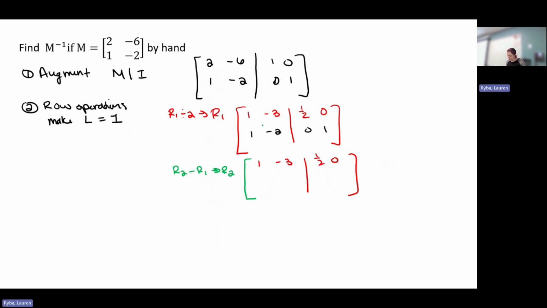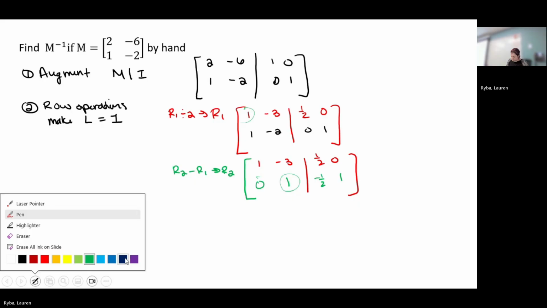So I'm going to take row 2 minus row 1. So 1 minus 1 is 0. -2 minus -3 makes -2 plus 3, or 1. And look at that, my next step's already done. 0 minus a half is a -half. And 1 minus 0 is 1. So it's always 1, then 0, then 1, which we already have. So we just need to get our 0 up here.